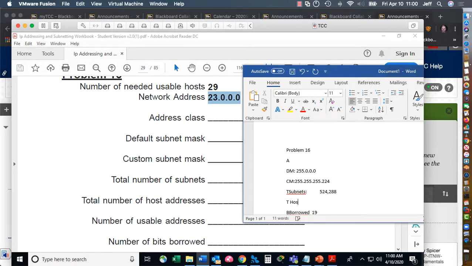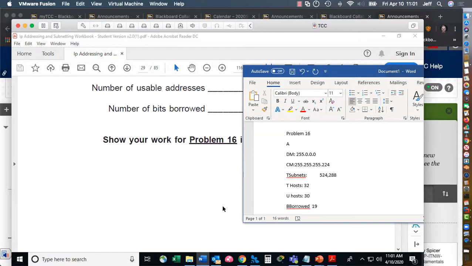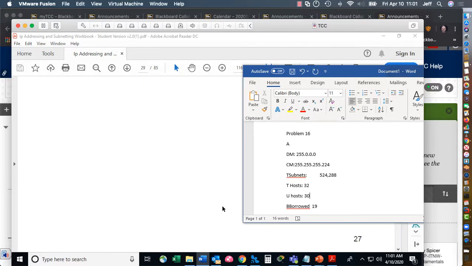Total hosts are going to be 32. Remember, we kept 5 out, which 2 to the 5th power is 32. Available, or usable, hosts is going to be 30. So now we've borrowed 19 bits. We've created 500,000 subnets. Each subnet has 30 usable hosts on it. Okay. So that's the first style of problem.